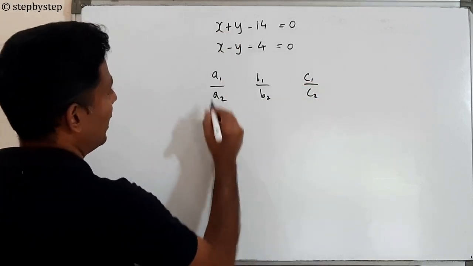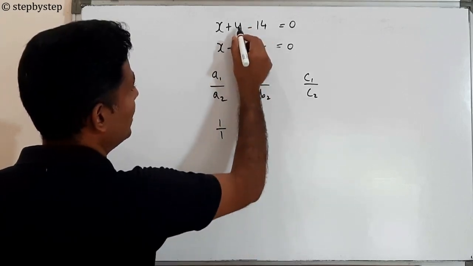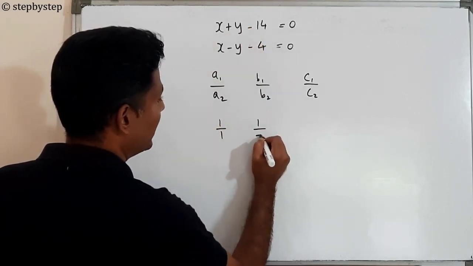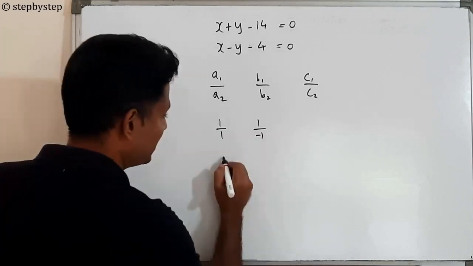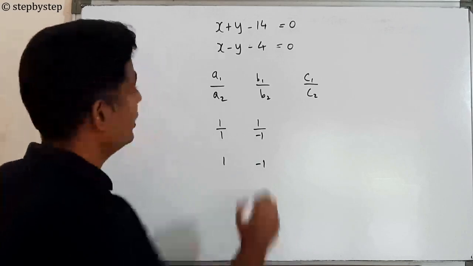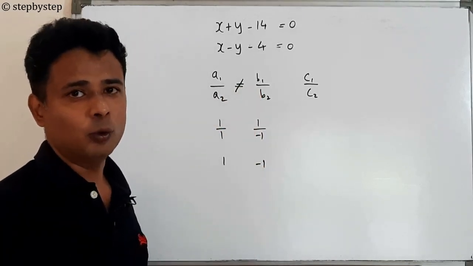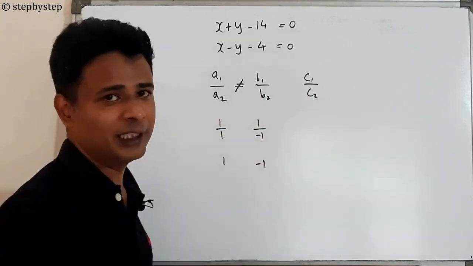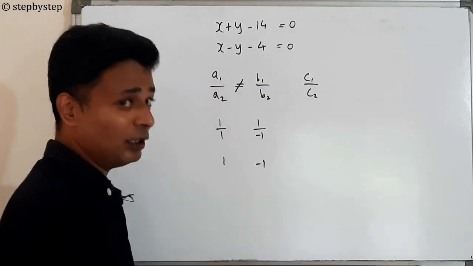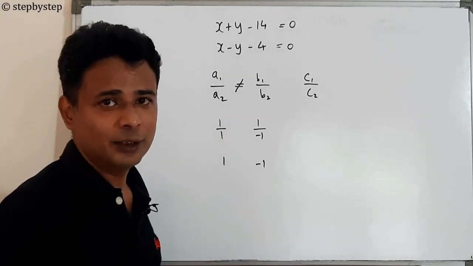A1 by A2 is 1 by 1. B1 by B2 is 1 by minus 1. This means A1 by A2 is 1, B1 by B2 is minus 1, which means A1 by A2 is not equal to B1 by B2. So we don't even have to check C1 by C2, because this condition is for a unique solution. So this system has a unique solution.